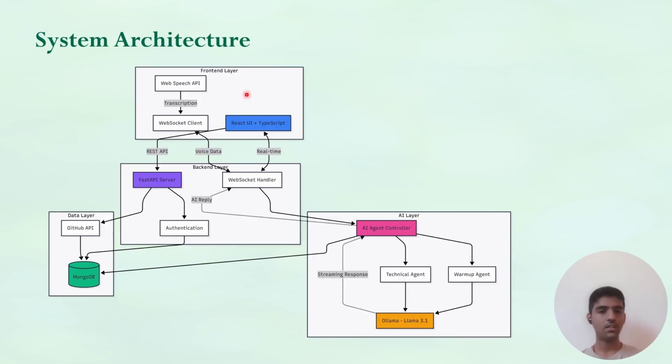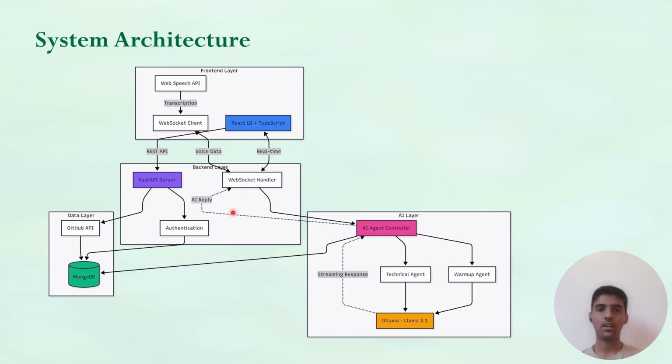Now, going on to the system architecture, this is our complete system divided into four layers: the front end, back end, AI, and data. On the front end, we use React with TypeScript and the Web Speech API for voice inputs. Communication happens through REST for normal requests and WebSockets for real-time audio streaming. The backend is built using FastAPI, which handles authentication, API requests, and real-time WebSocket connections.